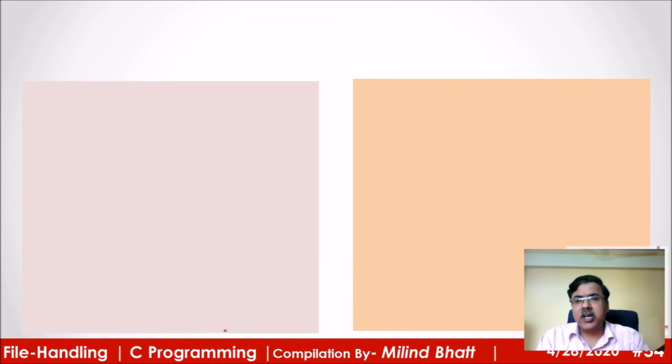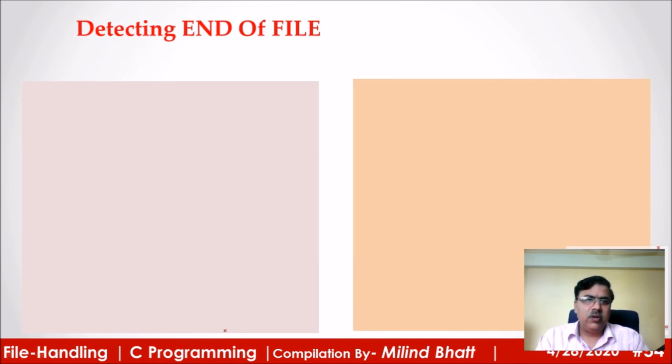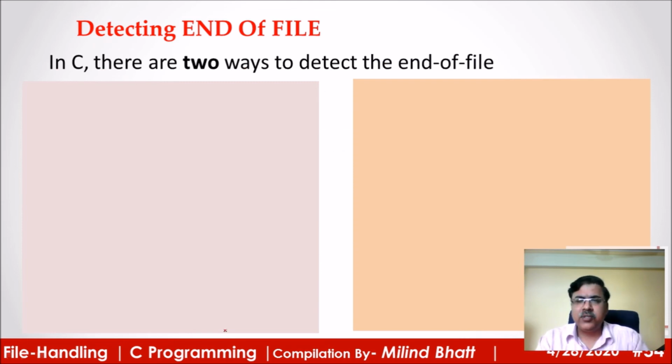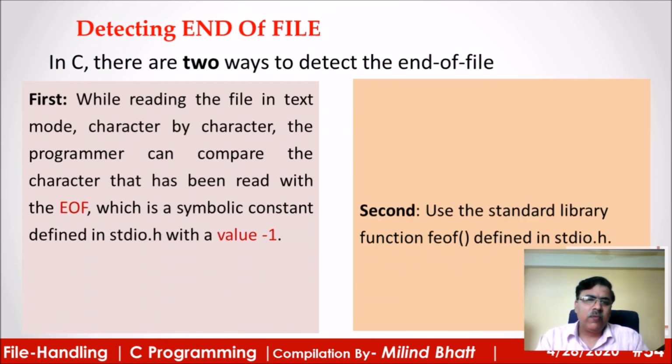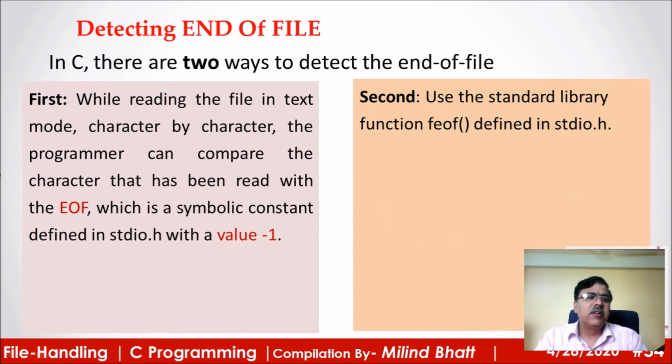Now we will check the different ways to detect the end of file. There are two ways to detect end of file. The first one is while reading the file in text mode, character by character, the programmer can compare the character that has been read with EOF. This is a symbolic constant defined in stdio.h with the value -1. It means if it returns -1, the end of file has been reached.